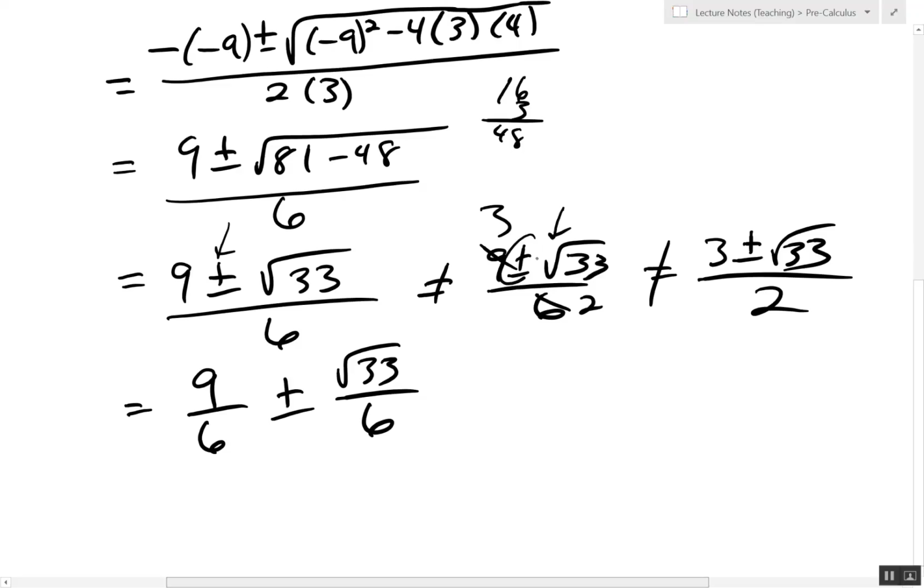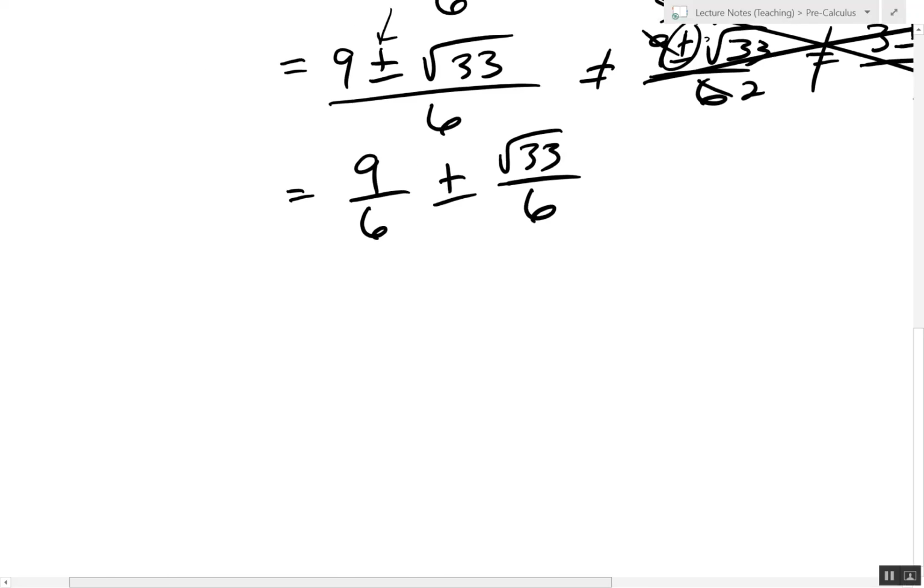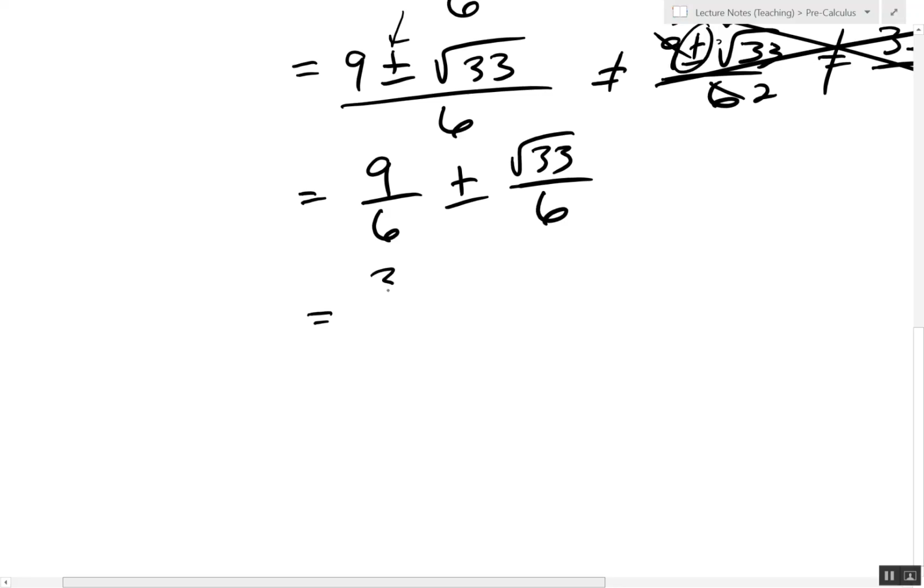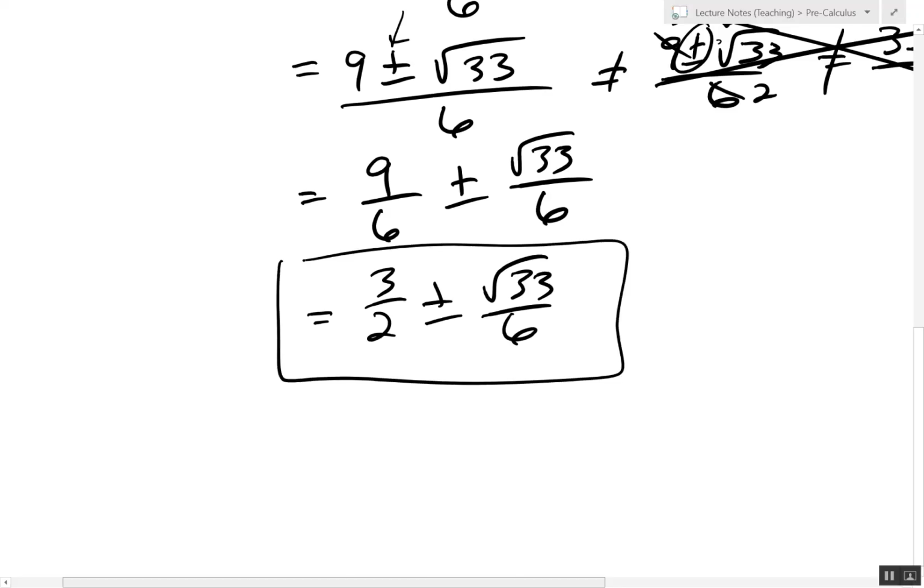The plus or minus means that if you're going to cancel off a 3, you better have a 3 to cancel off in both terms of the numerator. So that doesn't work. So the only thing left to do is just reduce this over here, and we get this answer right here. So we'll move on to the next video, which is going to be about quadratic functions.